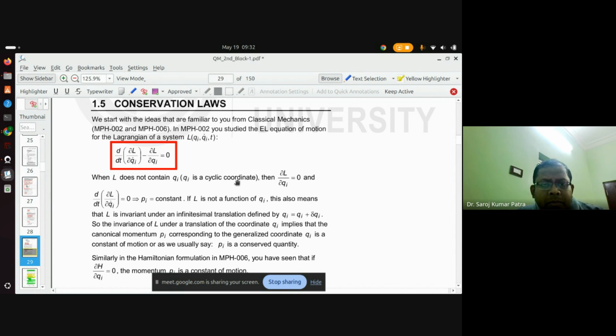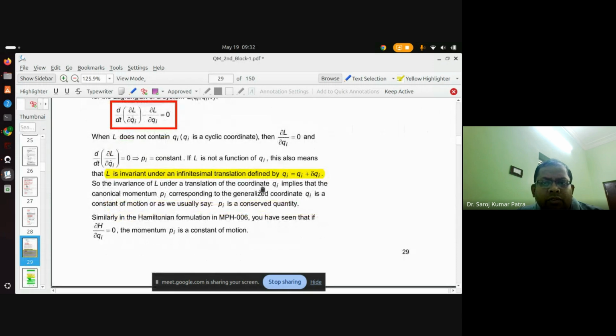So if L does not depend on Qi, that means L is invariant under an infinitesimal translation. This is very important from our argument perspective, in the symmetry operations that we have discussed. So the invariance of L under translation of coordinate Qi implies that the canonical momentum Pi corresponding to the generalized coordinate Qi is a constant of motion.